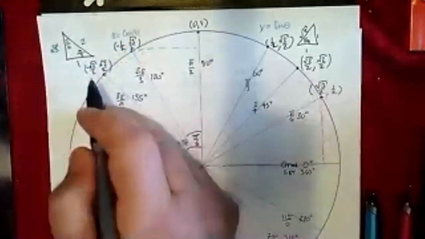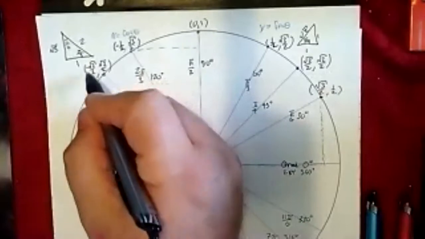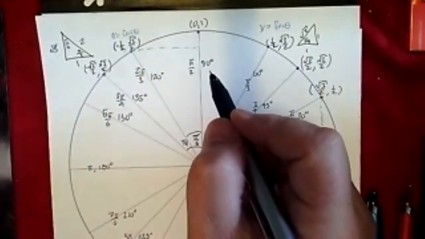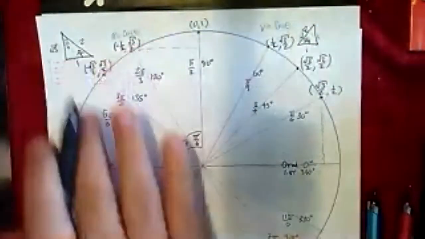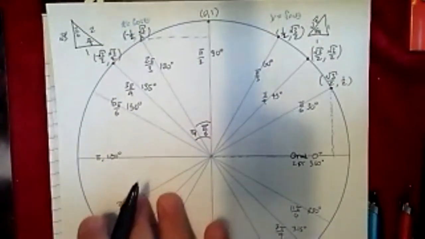Again, notice how symmetric that is. Root 2 over 2, root 2 over 2. The only difference is, again, this x has to be negative over here. So once you've got this first one, you can sort of figure out what all the other points are going to be. And you'll see that when I drop to the third quadrant as well.